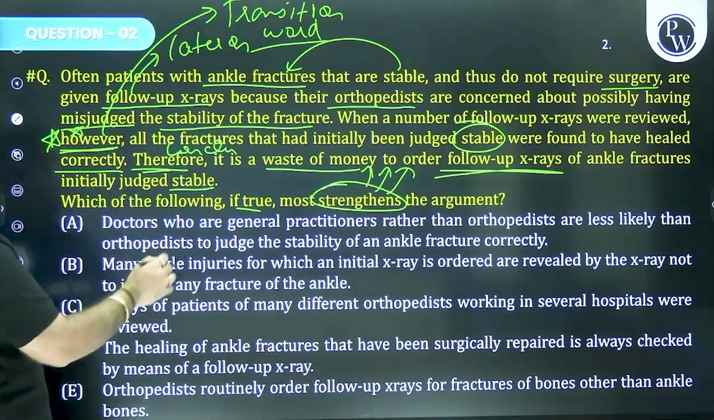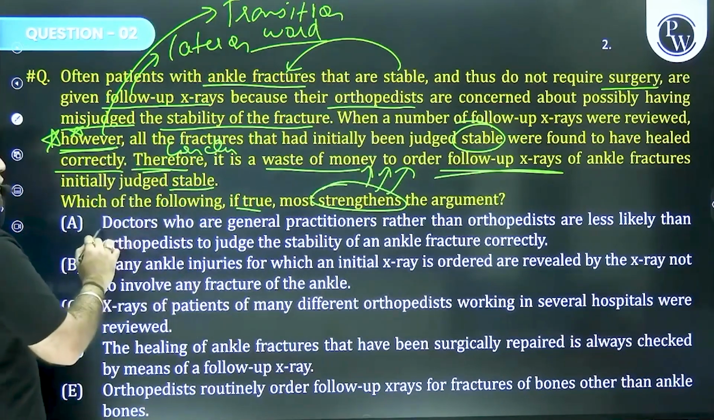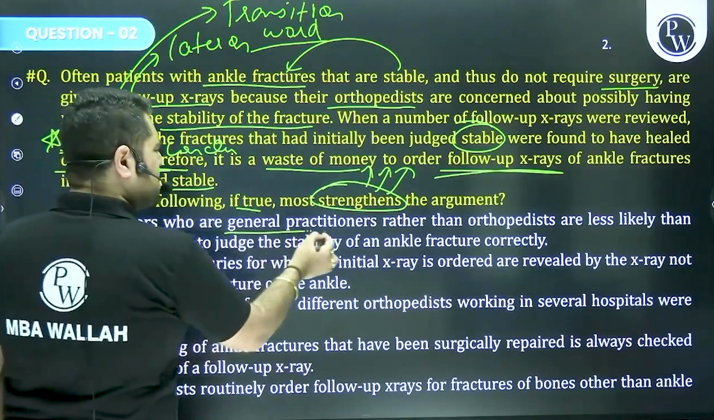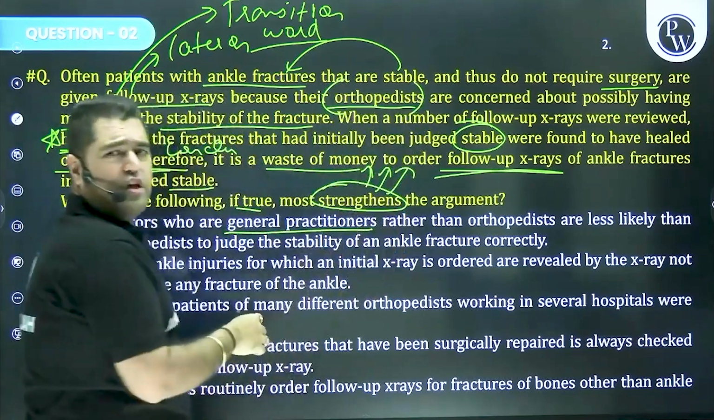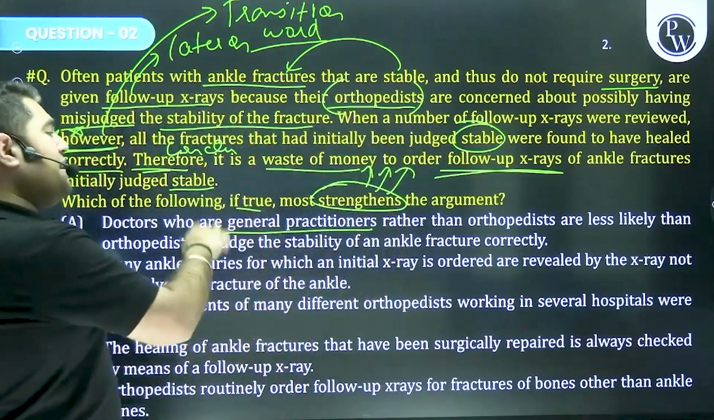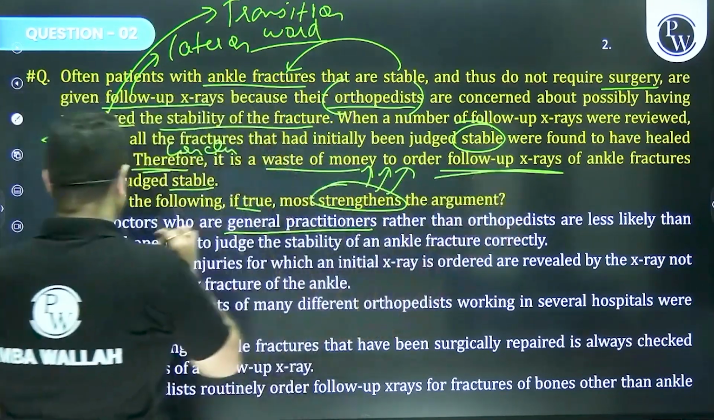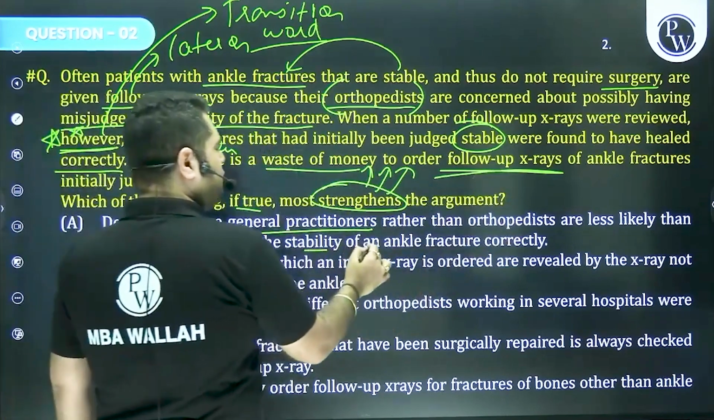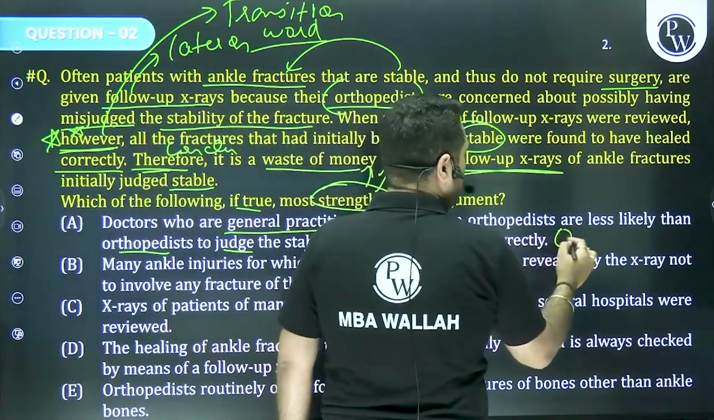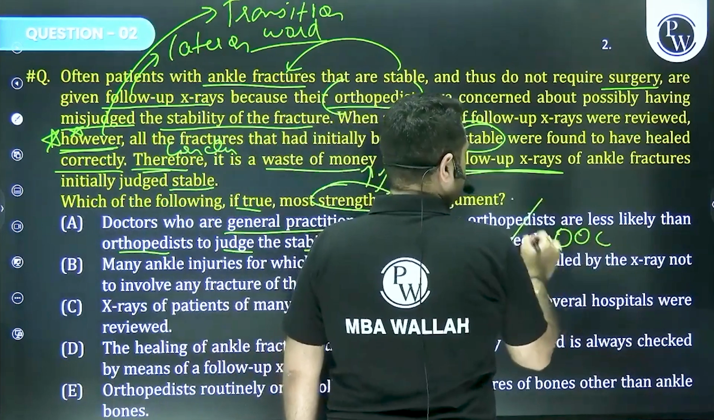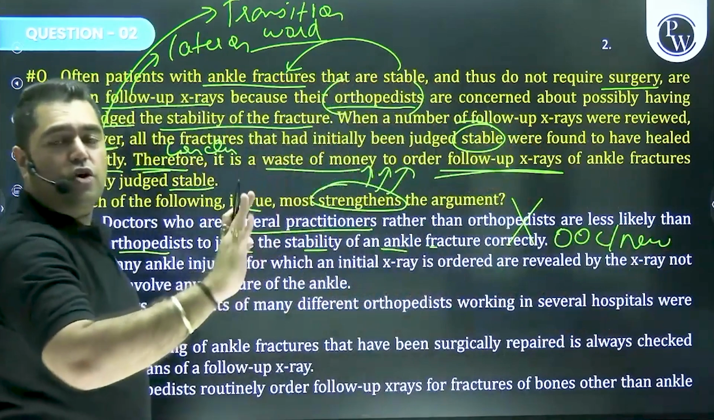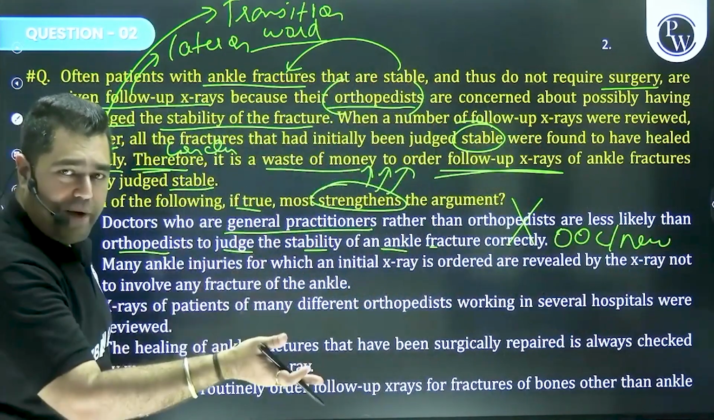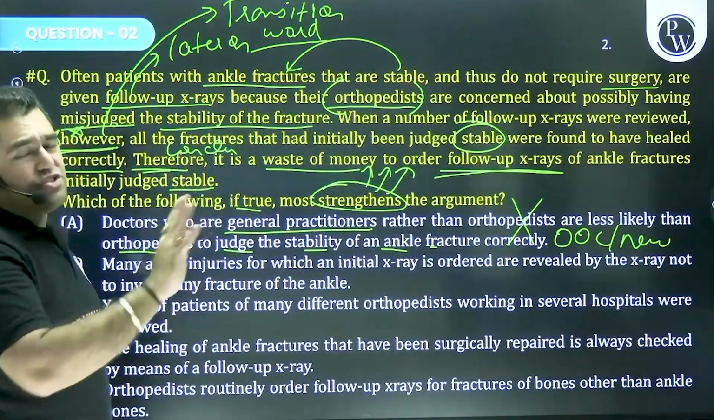Option A, you have to choose something that strengthens. Doctors who are general practitioners. People, we spoke about orthopedists. This is talking about general practitioners, rather than orthopedists, are less likely than orthopedists to judge the stability of an ankle fracture. This is out of context or it introduces a new idea. Reject. We are talking of ankle fractures, orthopedist, follow-up x-ray. This is not related. Wrong.